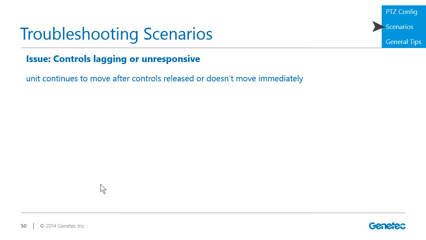Okay, so you've added the PTZ and everything is active, but let's take a look at what we can do if the controls are lagging or not responsive. Basically, you let go of the controls and the unit keeps moving for a bit or doesn't start moving immediately. What we're probably looking at here is delay between when the command is sent from the workstation and when it is received by the PTZ unit.